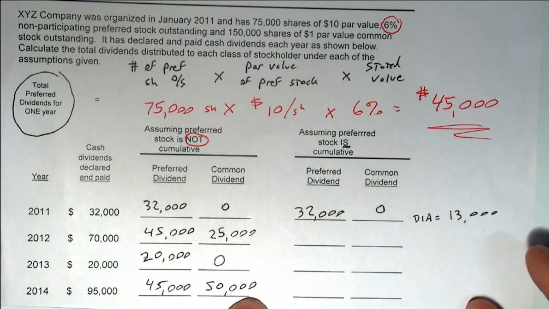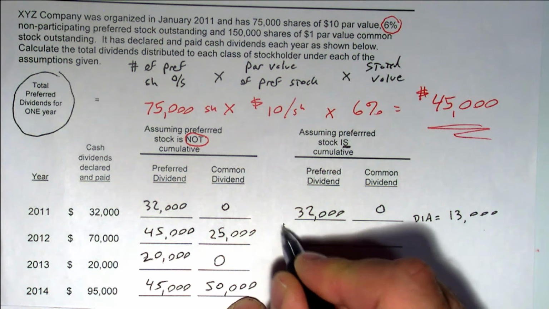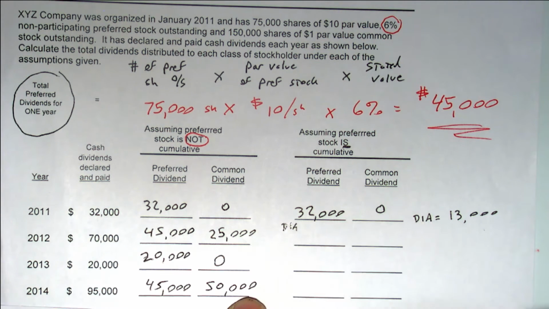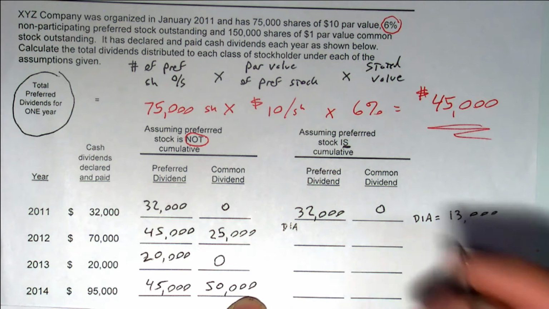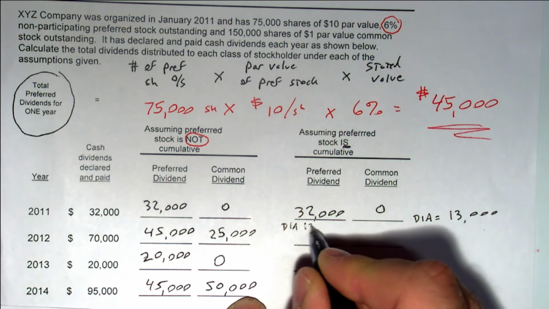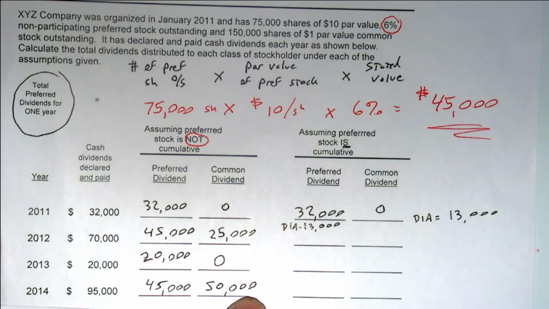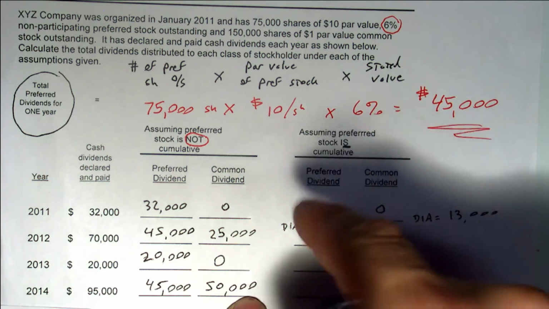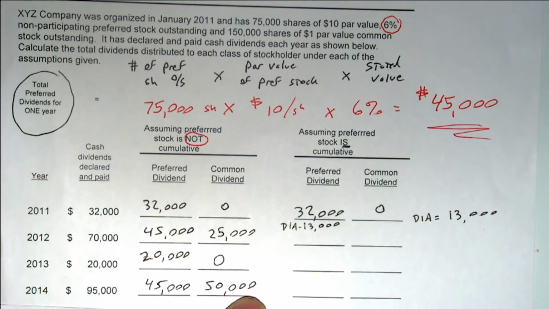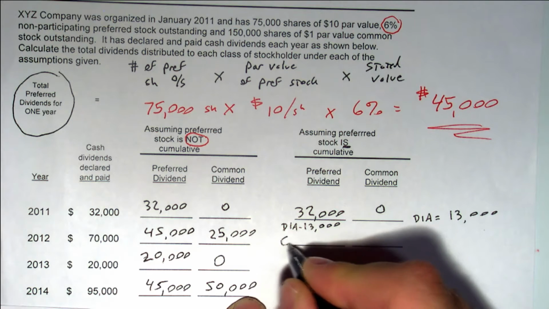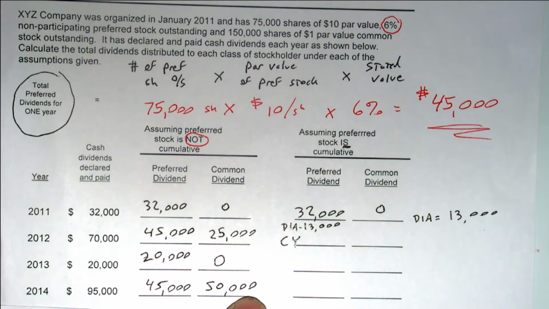Next year comes, we have 70,000 to give out in cash. Well, the first thing we do is we pay the dividends in arrears amount that we owe, which is 13,000. Now we're caught up for prior years, but we still have to pay the current year amount. Is that correct? And what's the current year amount to preferred?